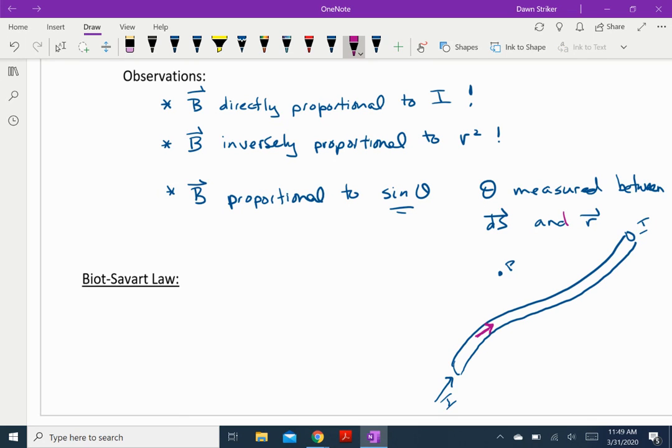All right, there's ds, a little piece of length. Okay, now I can draw the radial vector a little easier. So from ds over to the point P that I'm interested in, there's my radial vector. And you can see that there's an angle in between those two vectors, ds and r. And that angle is affecting B at the point P. And so B would be the greatest if the angle were exactly 90 degrees. So we'll see that in a second.